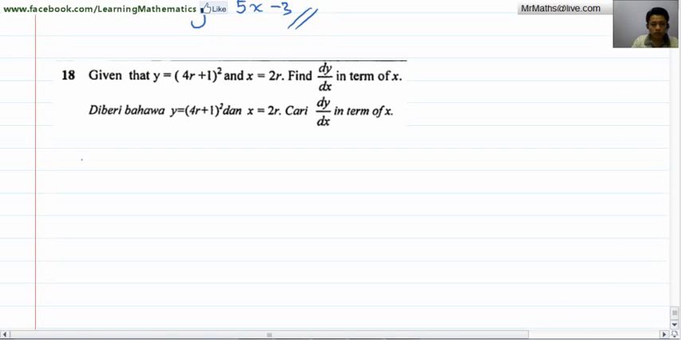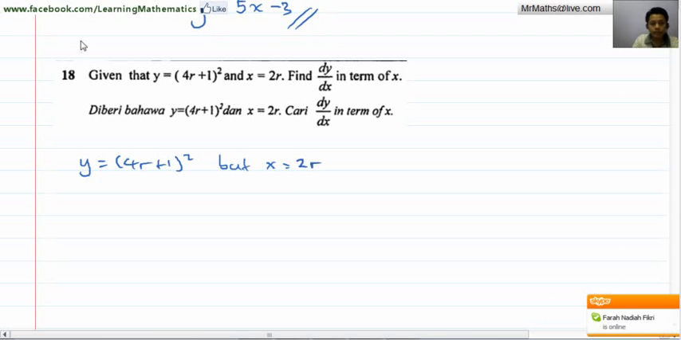So I'll show you the first one. y is (4r + 1) squared, but x is 2r. So what I'll do is replace this expression here with the expression of x. I'll call this equation 1 and this equation 2.